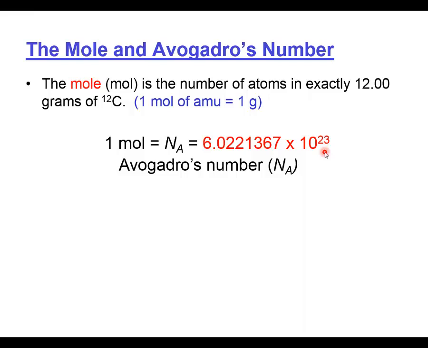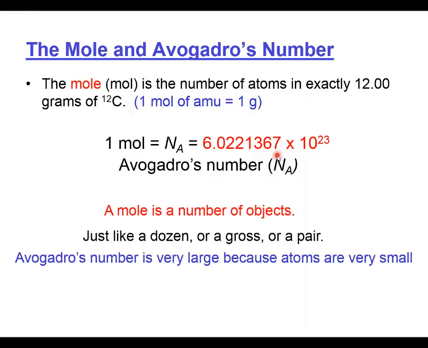Now, first of all, if you're trying to understand what this number is, well, it's just a term that we use to count the number of objects in chemistry. Because our objects are so small when we're talking about atoms or molecules or ions, we need to count a lot of them to get to the gram size.